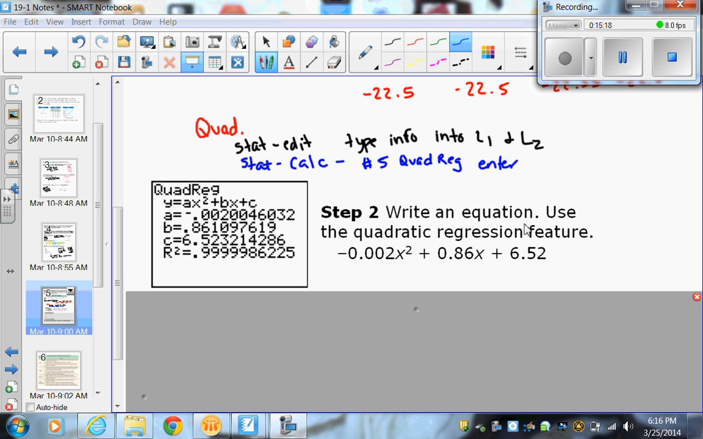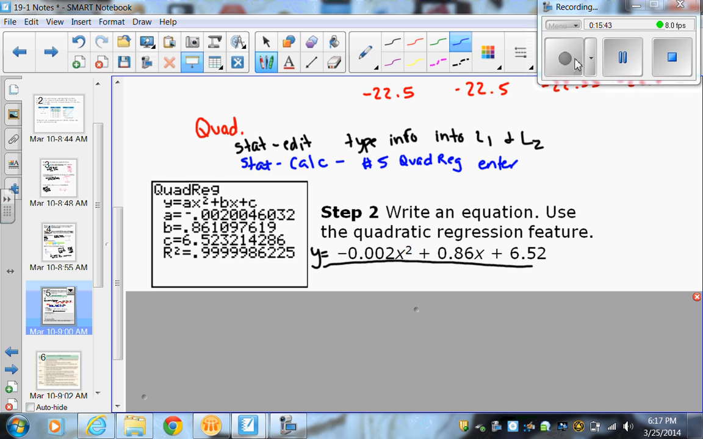Then you're going to write your regression equation, which is going to be y equals, the a was negative 0.002, the b was 0.86, and the c was 6.52. So this is our model that we're going to use. Okay. The next thing you want to do is make sure that your stat plot is turned on.